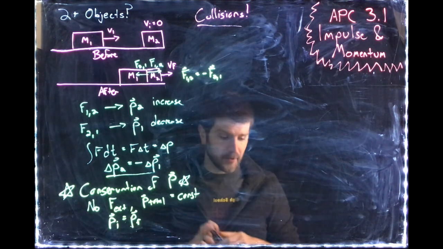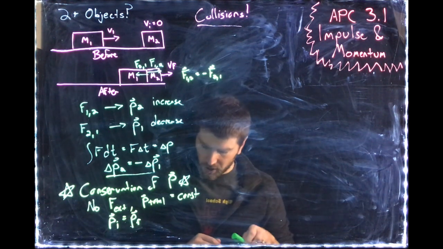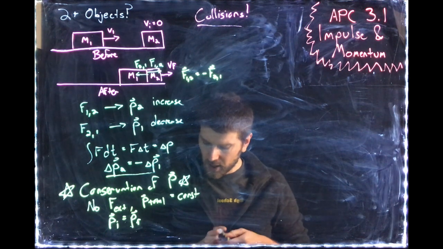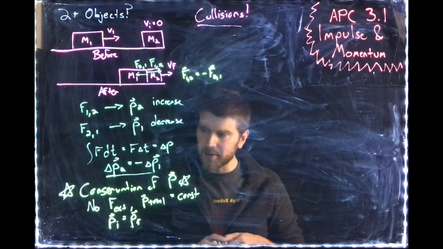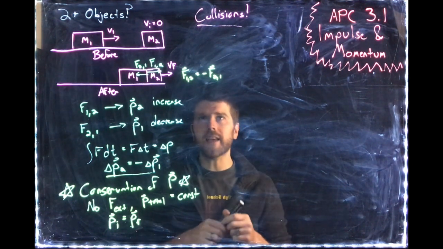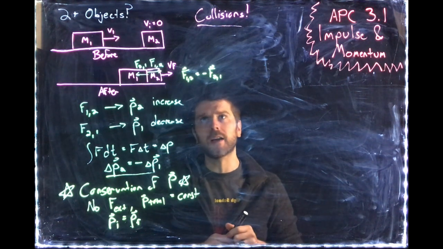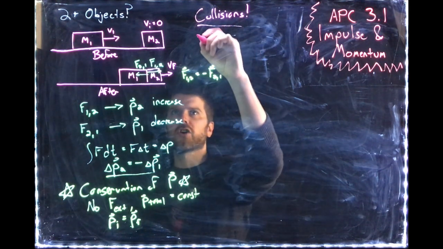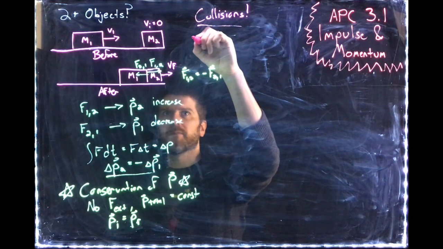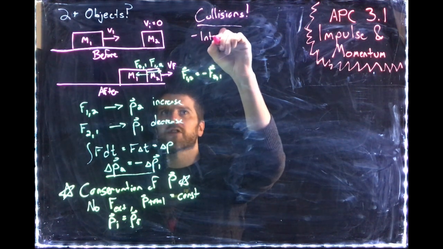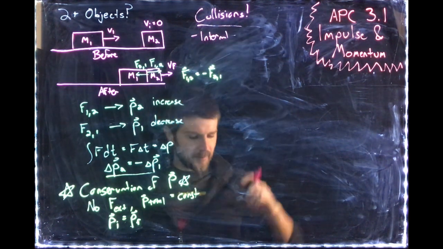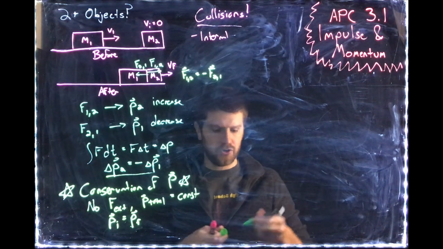So we're going to do an example of this in just a moment, but it's worth asking ourselves, what do I mean by external forces? In this case, there's two main kinds of forces that can occur in a system. You can have internal forces. And an example of an internal force here would be F12 and F21.